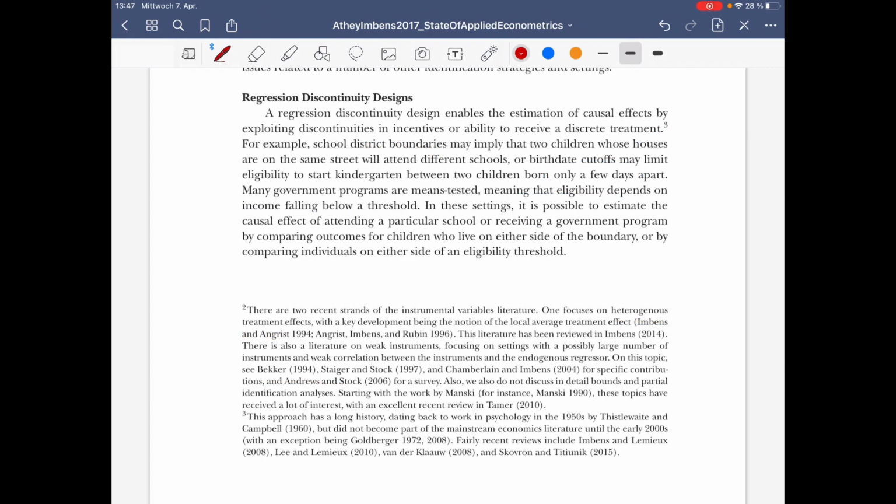Another method that is meanwhile widespread are regression discontinuity designs, or RDDs. The idea of a regression discontinuity design is that you have a distinction between the treatment group and the control group that is pretty close to a randomized controlled trial. And this is due to a threshold we call the cutoff point.